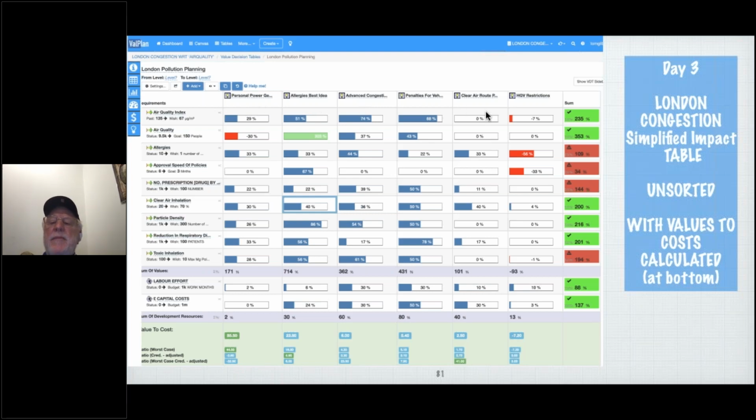But here are the top levels, and here we get the sums of how good these are overall in delivering, and what is their cost against our budgets overall. And the green numbers say this is the best value to cost idea. But with regard to credibility, this one here, allergies best idea, actually is the best cost. And if we take worst case and credibility, this idea, clean air, etc., actually gives the best ratio. So the winner of designs depends on your degree of risk you're willing to take.